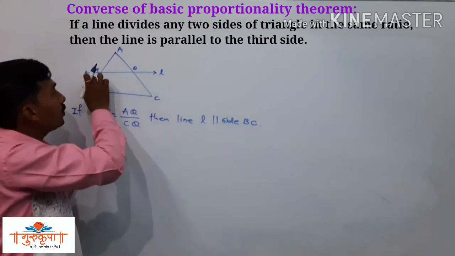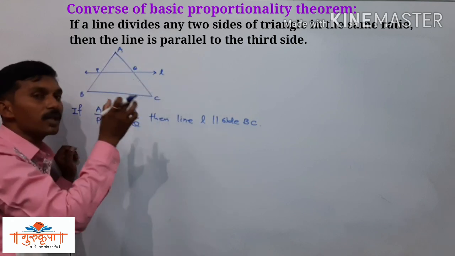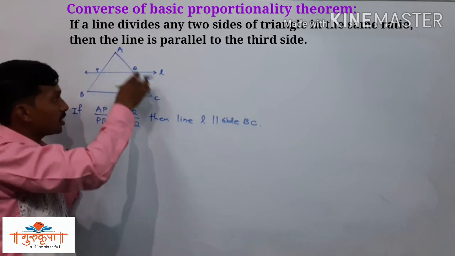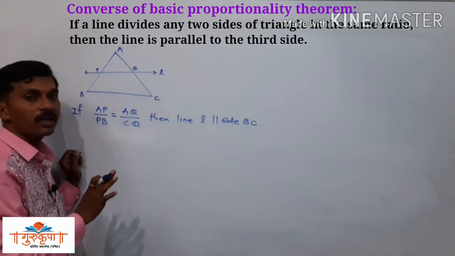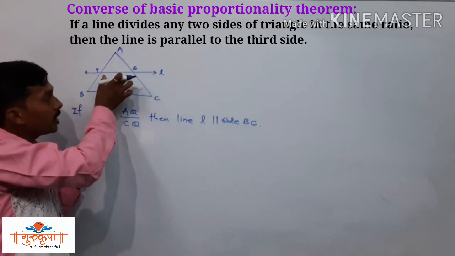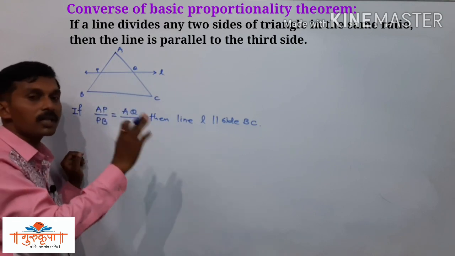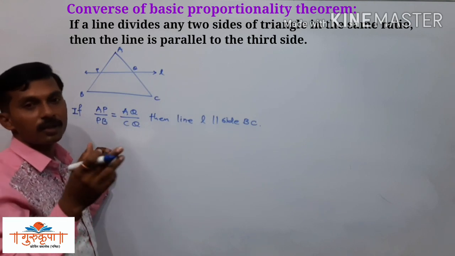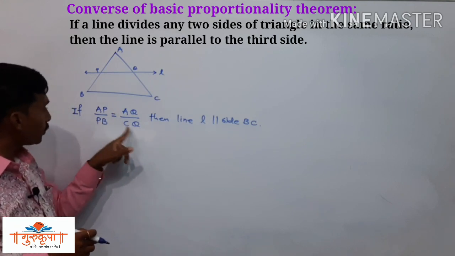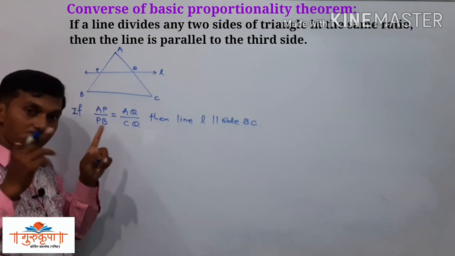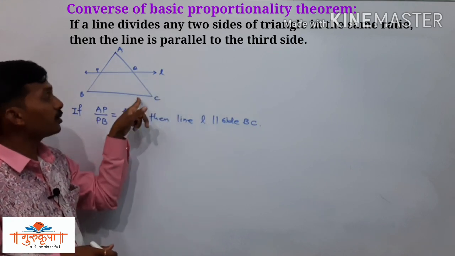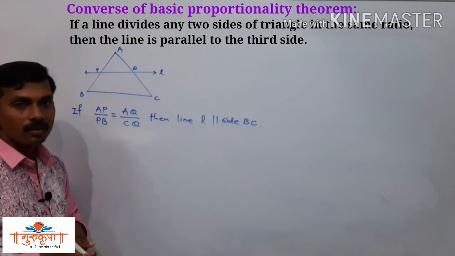If AP upon PB is equal to AQ upon CQ, in short, if this line is dividing the two sides of the triangle proportionally, then definitely that line is parallel to the third side. Whenever we have to prove that a line is parallel to a side of a triangle, at that time we have to prove that the line divides the two sides proportionally. Then we are able to say that this line is parallel to the third side.